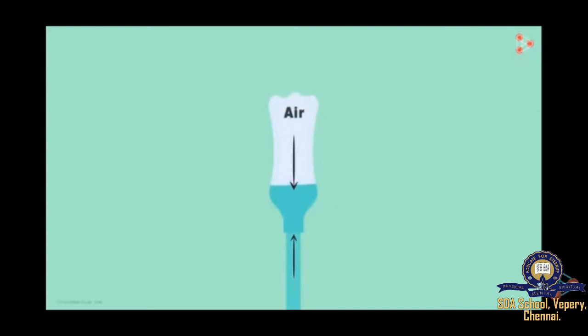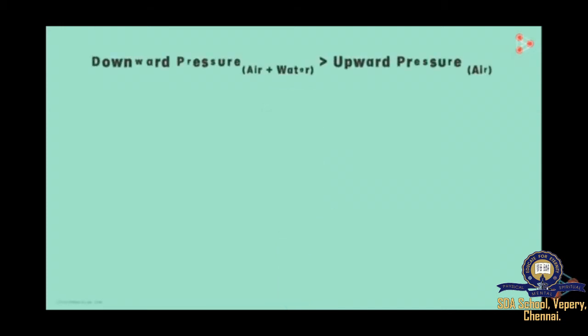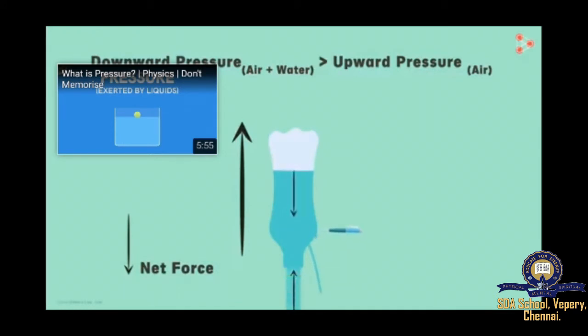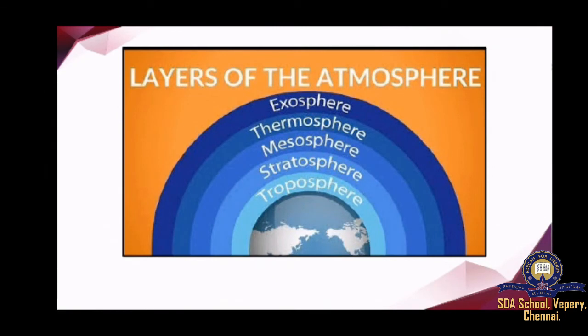The air from the top started exerting pressure on the water. The combined pressure of water and air from the top could easily overcome the pressure exerted by air from the bottom. Hence, there is a net force acting on the paper in the downward direction. That is, there is more pressure in the downward direction. That is the reason why this paper gets detached from the surface. We have witnessed the strength of the atmospheric pressure.